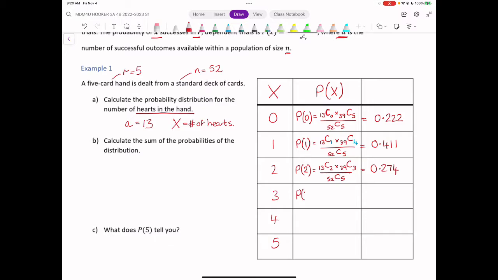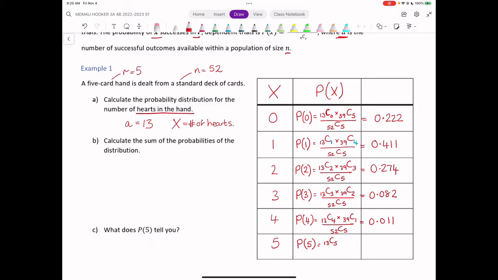And then P3 is 13 choose 3, 39 choose 2, divided by 52 choose 5. The denominator stays the same, 0.082. And P4, 13 choose 4, 39 choose 1, divided by 52 choose 5, and that's 0.011. And I'm calculating this so fast because I've done it before in advance, in case you're wondering.